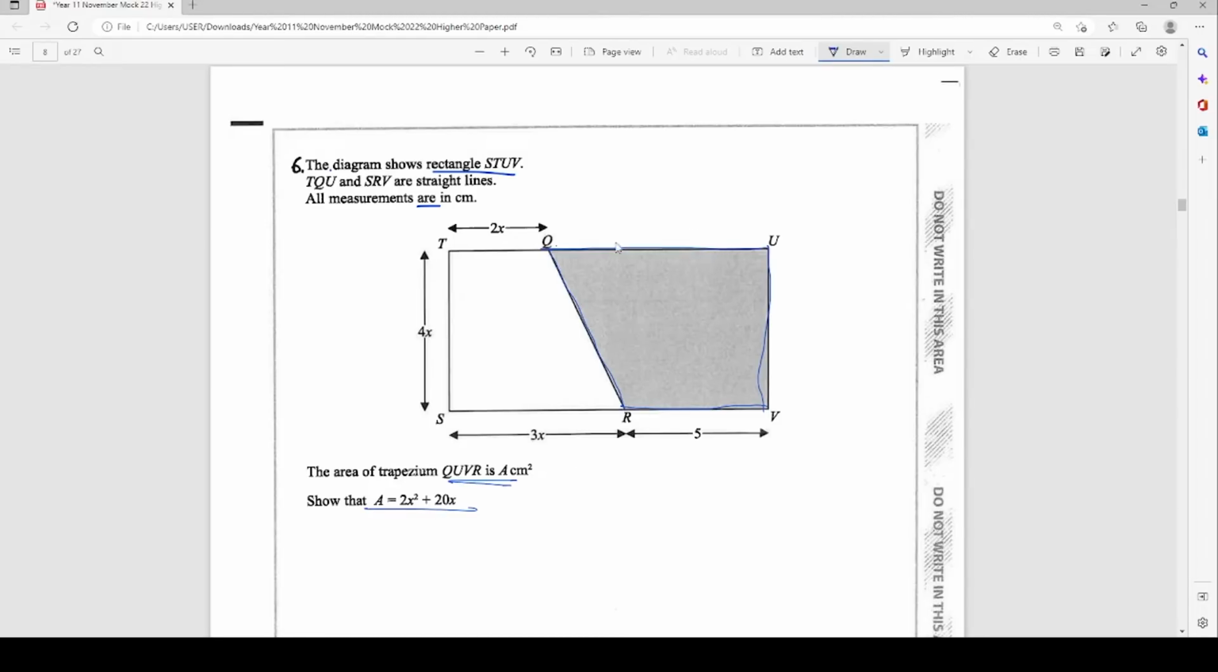I know that if it is a trapezium, I add the parallel sides. These two sides are parallel, like you can see. Because STUV is a rectangle, they have to be parallel, as the opposite sides have to be parallel. So the area of a trapezium, isn't that half the sum of the parallel sides times the height?